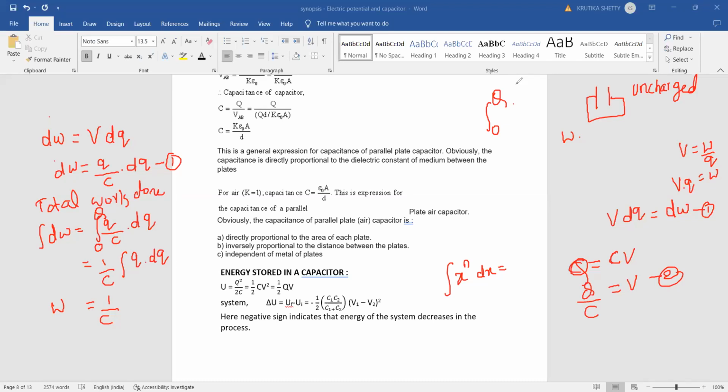Even if you have not learned it, in first year we use it in some derivations. n x raised to the power n minus 1, that is the differentiation formula. The integration is x raised to n plus 1 divided by n plus 1. Okay. So differentiation of x raised to n is n into x raised to n minus 1. I hope this is clear.